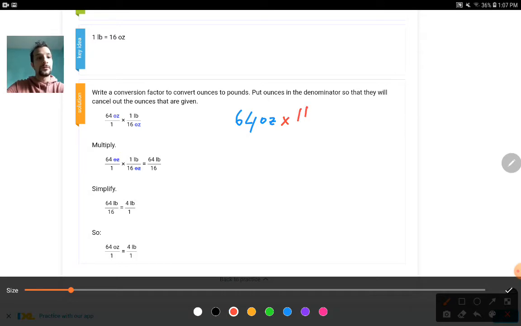1 pound equals 16 ounces. The reason we put the ounces in the bottom over here is so that they cancel each other out. The ounces are gone now, just the units. Now what I have is 64 divided by 16. You'll grab your calculator. 64 divided by 16 equals 4. And then the only unit in this ratio is that pound at the top. 4 pounds. This is 1 pound, by the way. I forgot the letter L. So that's 1 pound. So I bring it down.